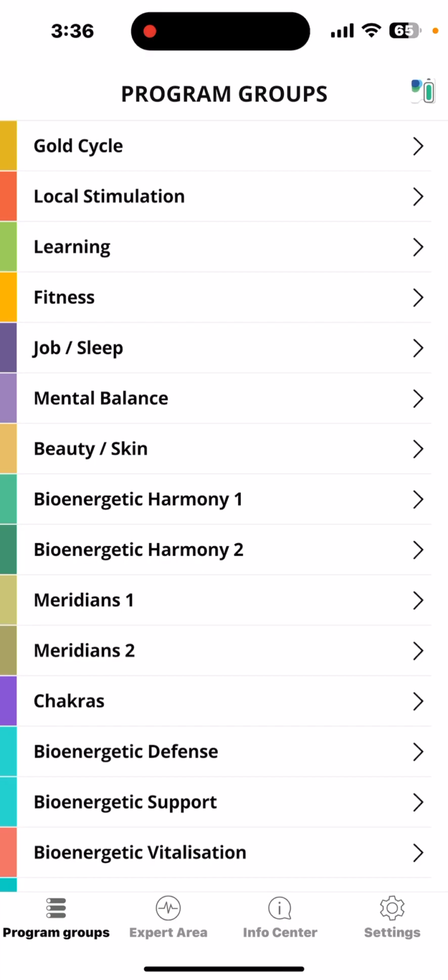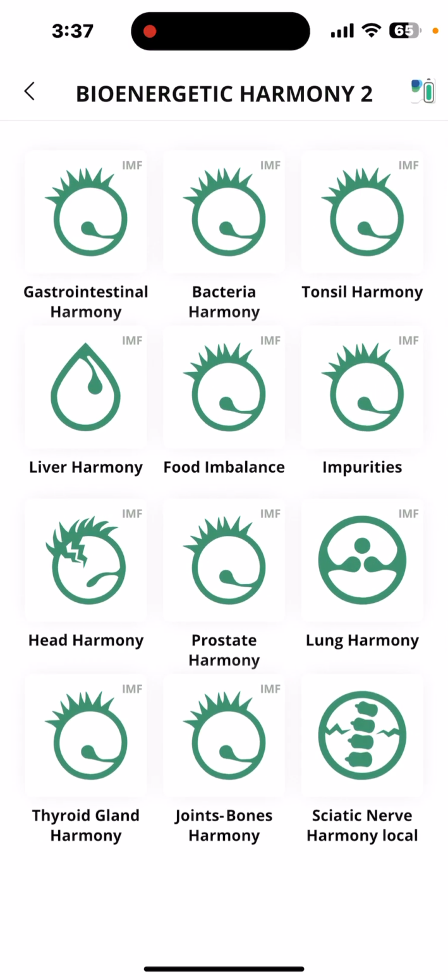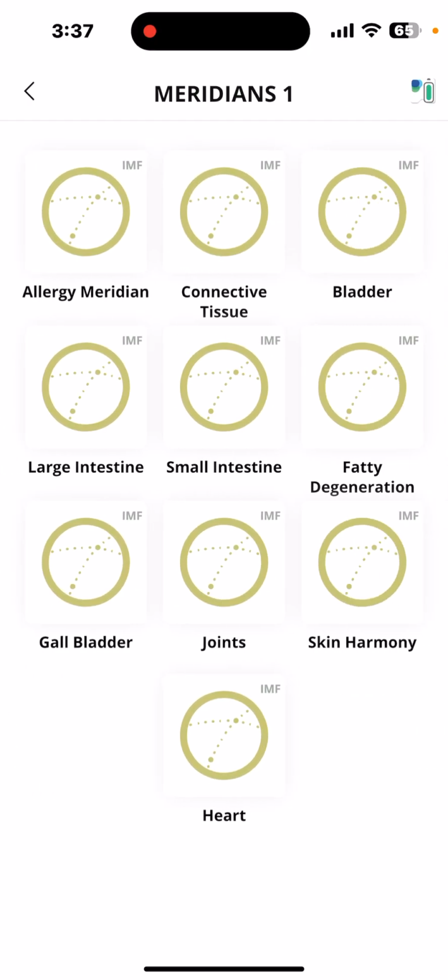So learning has this, and then I think harmony 1, women local. You see here, women local, mature women and women local. So women local is without the IMF. There's another one which is the sciatica, at the third column, the bottom row. Sciatica nerve. When it deals with pain, the recommended method is microcurrent. So use electrodes, that will be the best.